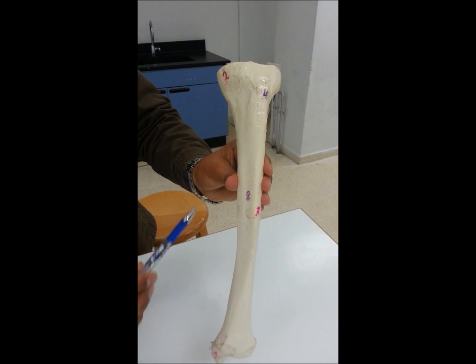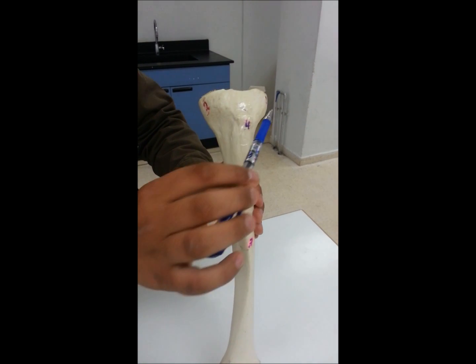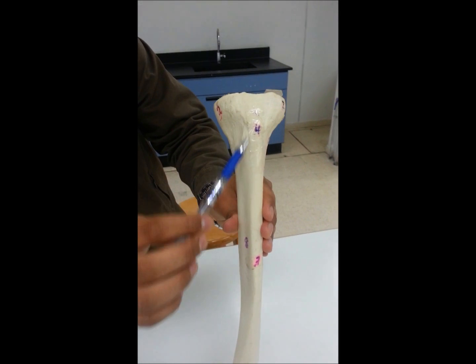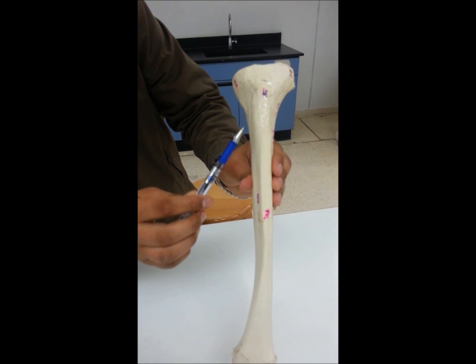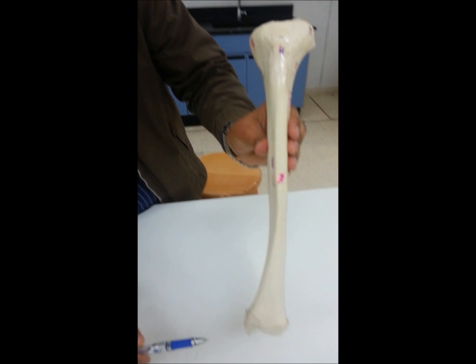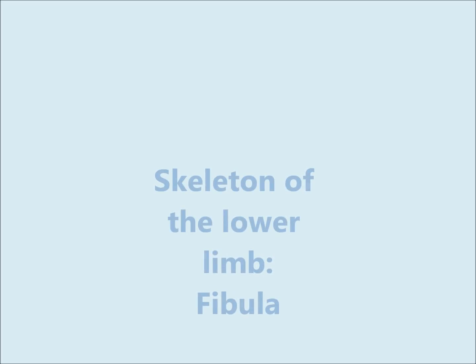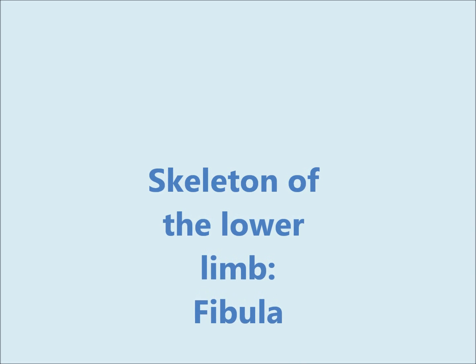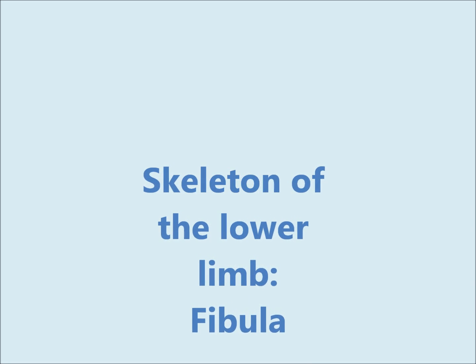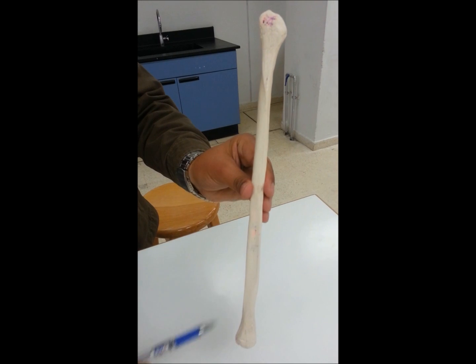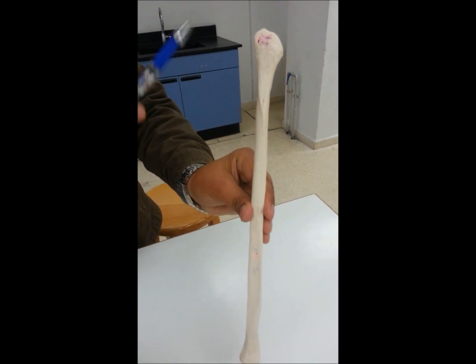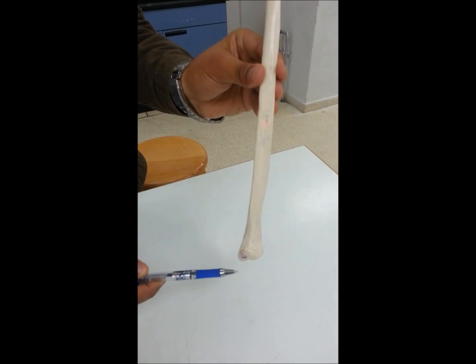And in the tibia we have to know 5 things. This is the medial condyle, this is the lateral condyle, this is the tibial tuberosity, this is the anterior crest of the tibia, and this is the medial malleolus. Fibula, and in the fibula we have to know 2 things. This is the head of the fibula, and this is the lateral malleolus.